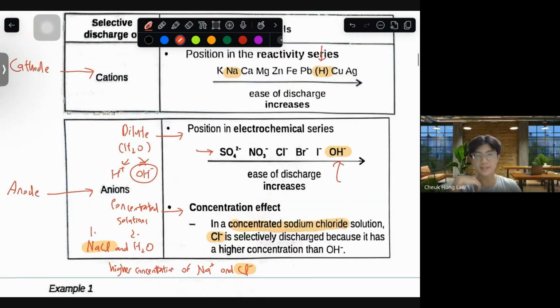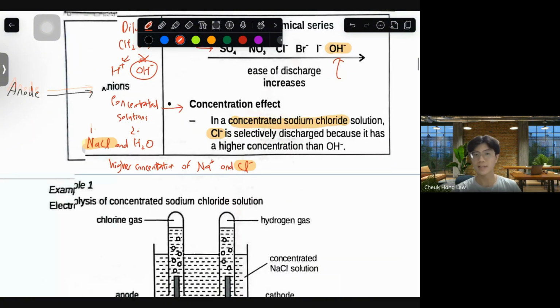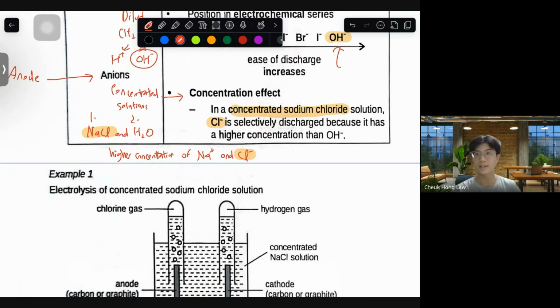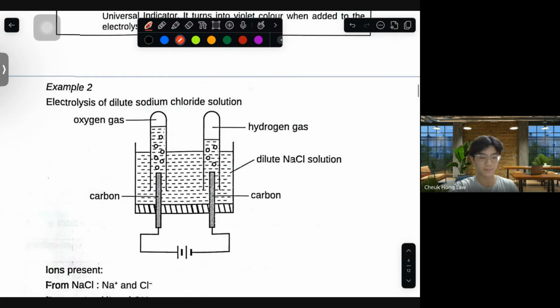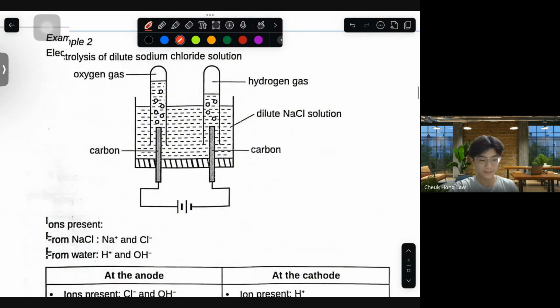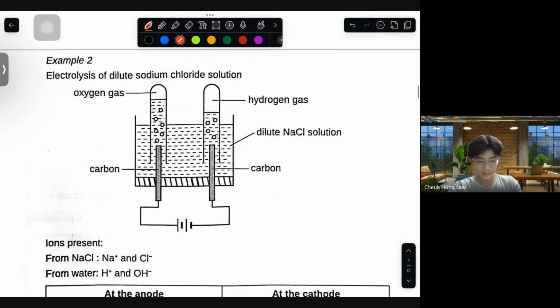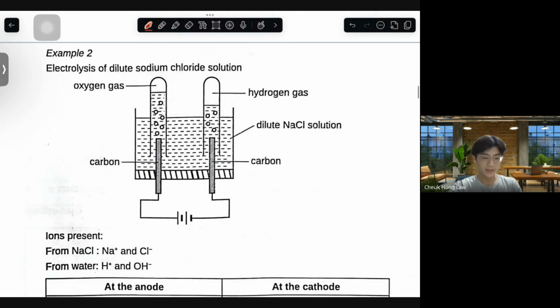So if it doesn't make sense to you yet, we'll go through 2 examples. One example is dilute sodium chloride. The other example is concentrated sodium chloride. I know we really love to use sodium chloride because it's the easiest example. I want you guys to look at example 2 first. Electrolysis of dilute sodium chloride solution.